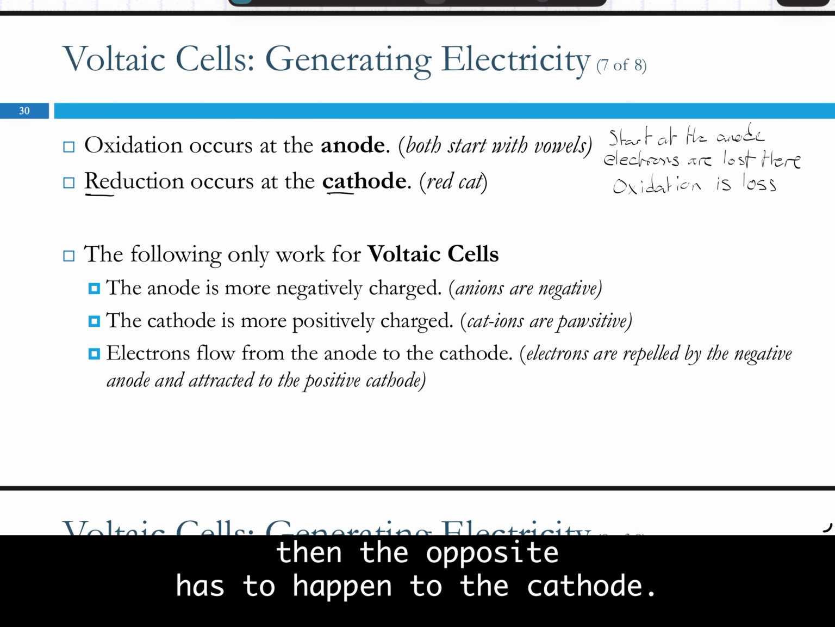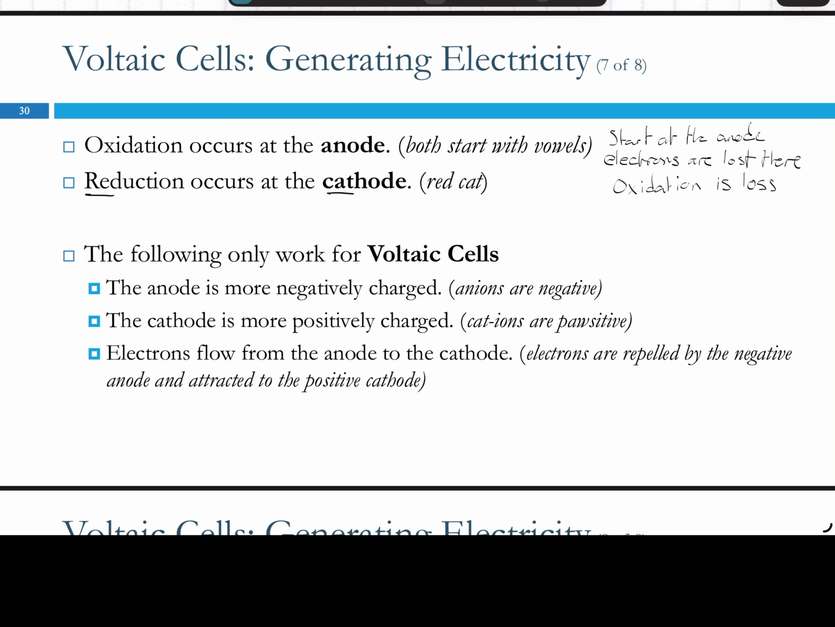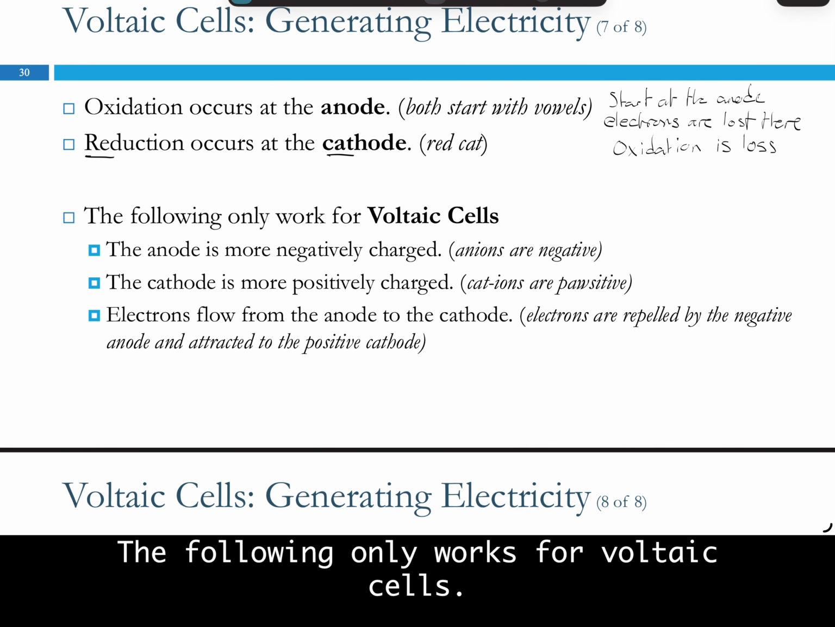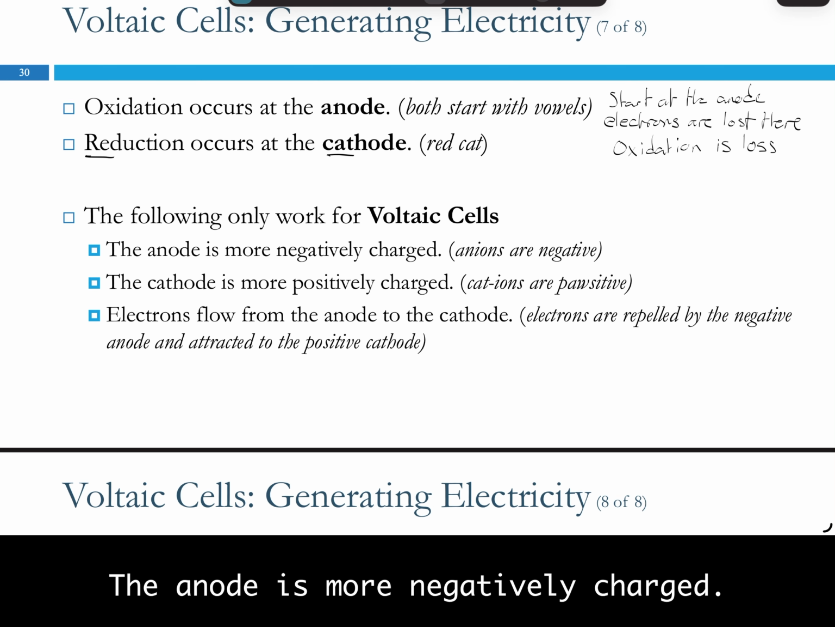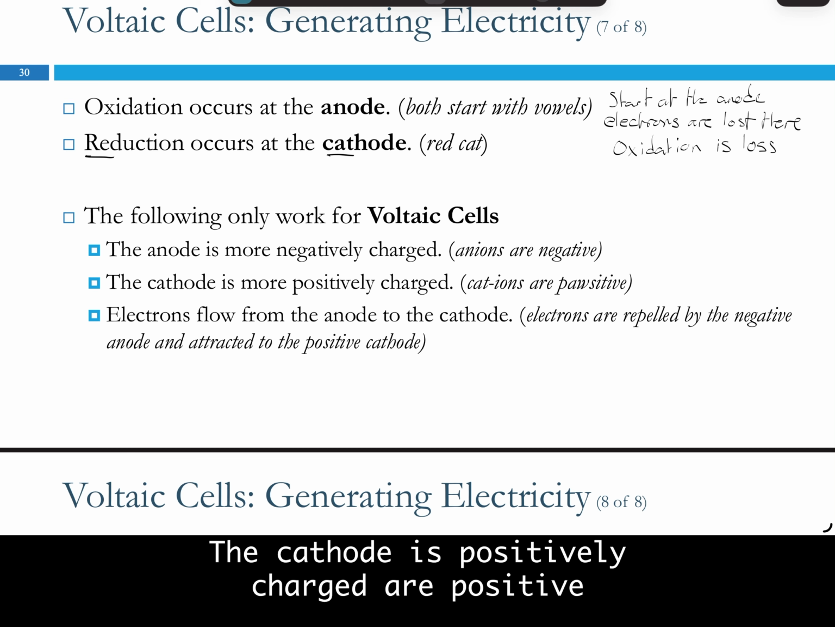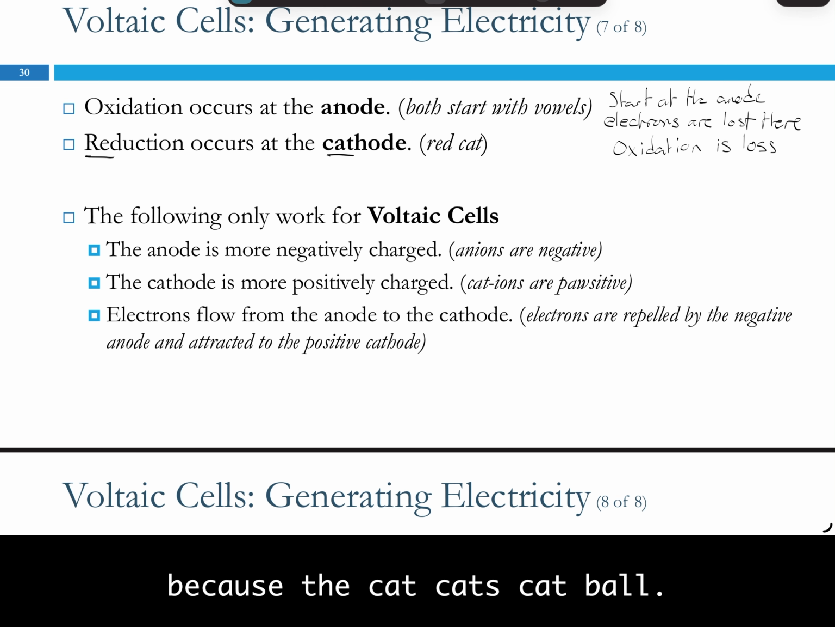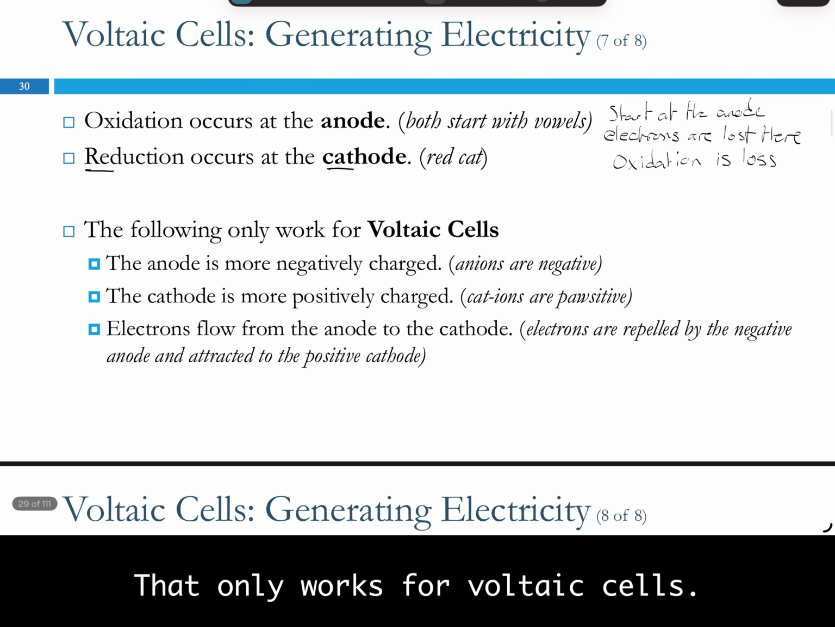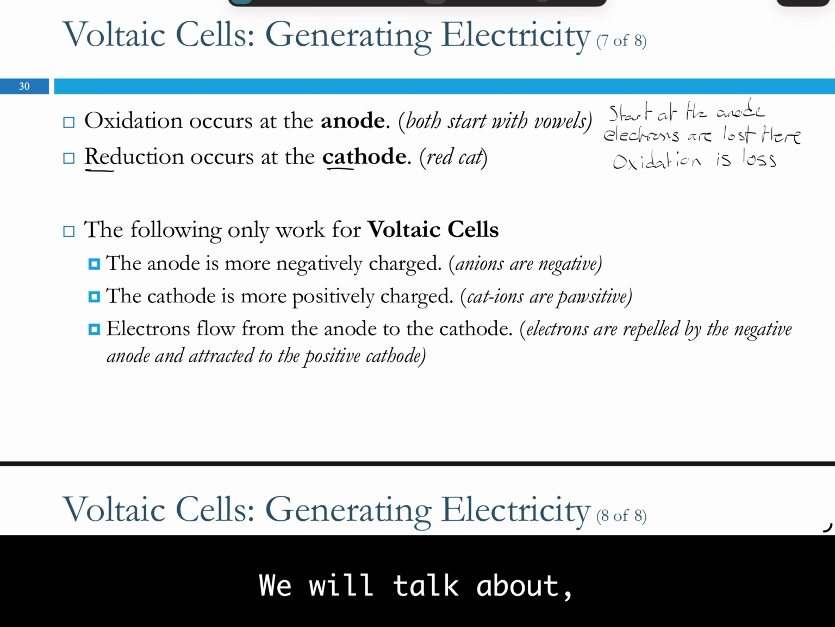And then if that's happening at the anode, then the opposite has to happen at the cathode. So, oh yeah, the following only works for voltaic cells. The anode is more negatively charged. Anions are negative. The cathode is positively charged. Cathode is positive because it's a cat paw. The first one's more consistent. And then electrons flow from the anode to the cathode. I guess, yeah, that only works for voltaic cells. We will talk about the other one.